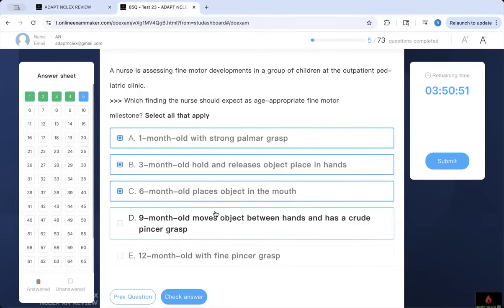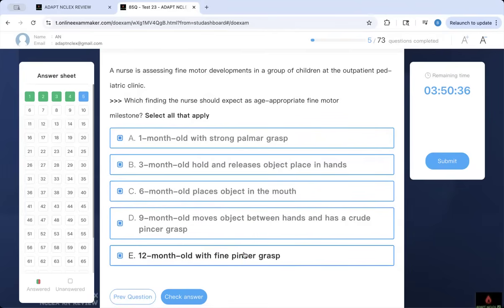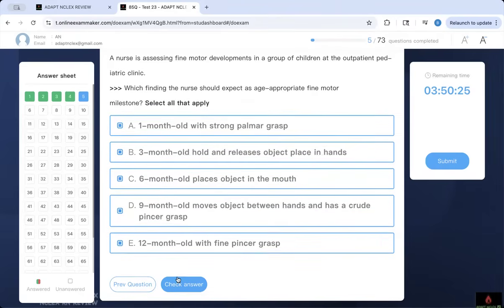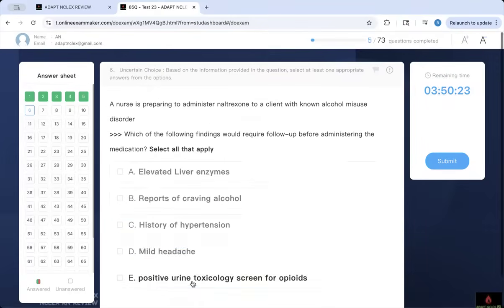If you can pass it into your mouth, you can pass it to the other hand. So they change it between 2 hands, and you have a crude what? Pencil grab. If by 9 months you have a crude pencil grab, then you should have a fine pencil grab. You can hold a pencil, you can hold a knife or anything, a spoon, because it's now sharp. Your thumb and your first finger can hold together. This is all an expected finding.